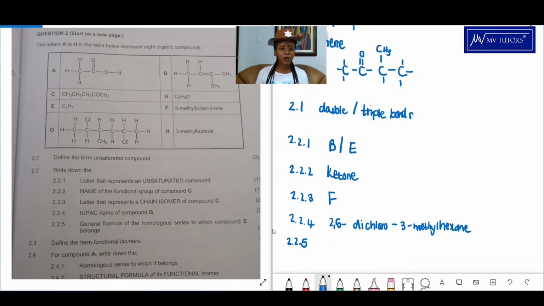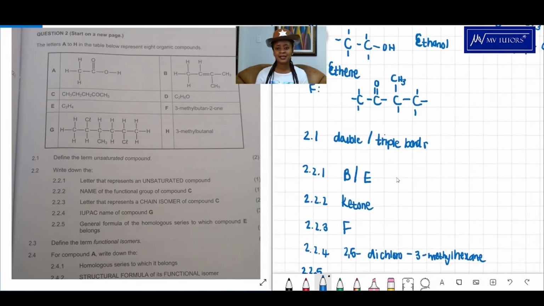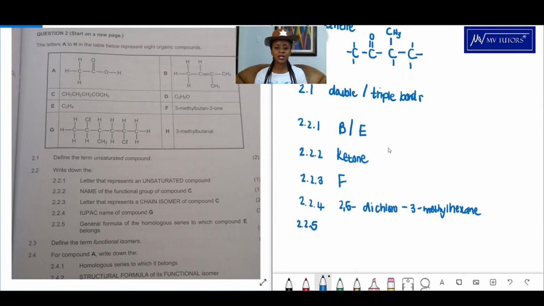General formula of the homologous series to which compound E belongs. So C2H4, we said that that is ethene. So that belongs to the alkenes. Oh, but they want the general formula. So the general formula, you have CnH2n, because you see H is double that of C. All right, and then we come to 2.3.